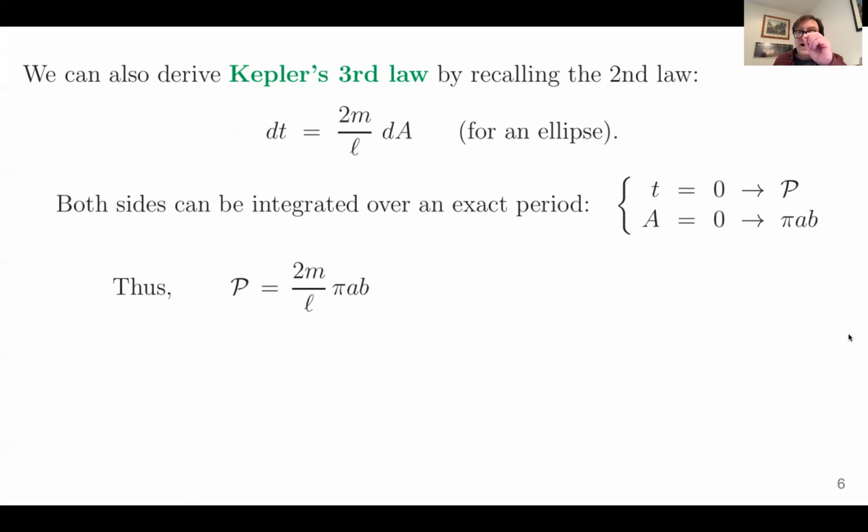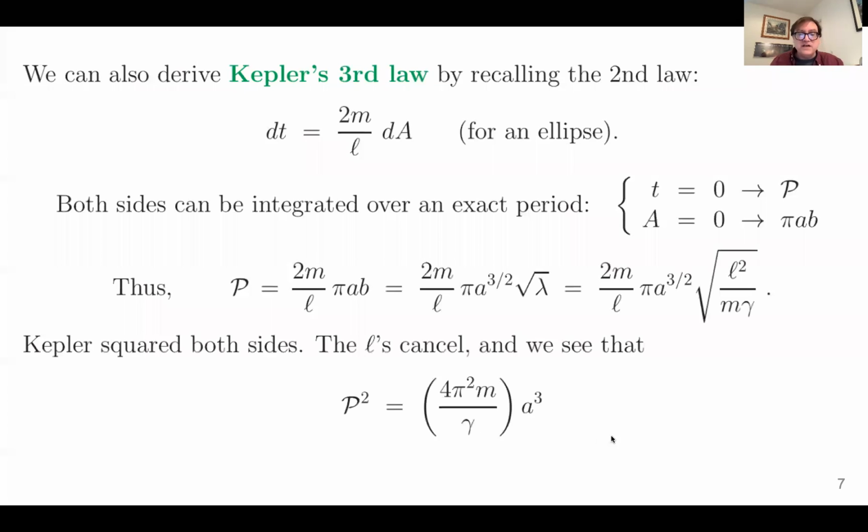The integral over area, if you start at some point and sweep out the entire thing, is just the area of the ellipse, pi AB, as we said. So, of course, the integral version of Kepler's second law is going to look like this, with the period being proportional to A times B. But now we can use some of the other properties of ellipses and write some of these things in.